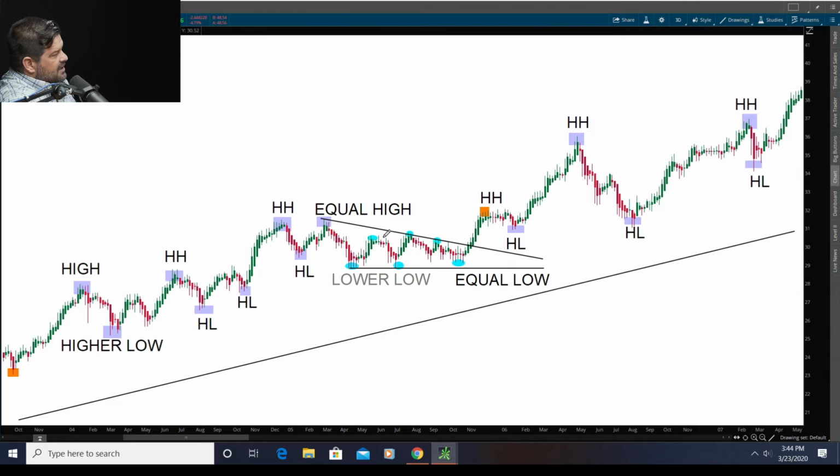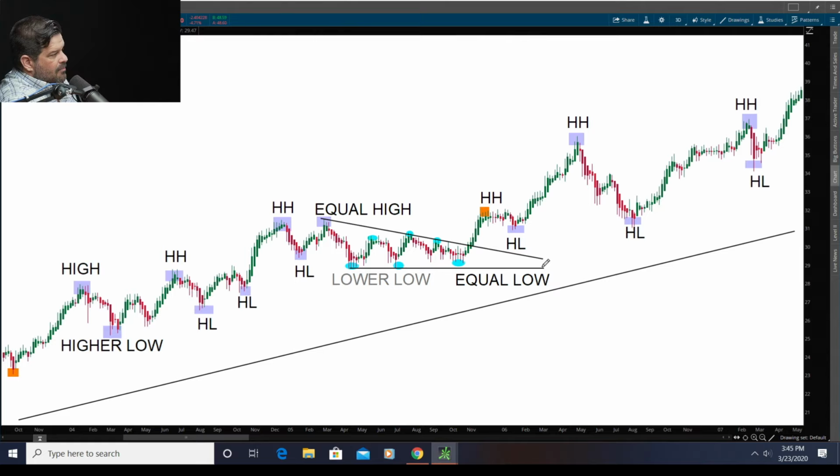So price comes in, that is a lower high. Now you have an equal high, and now you have a lower high, which is followed by equal lows. Once it breaks out of this channel, we see that price jumps back up and makes a higher high. It comes down a little bit, makes a higher low.